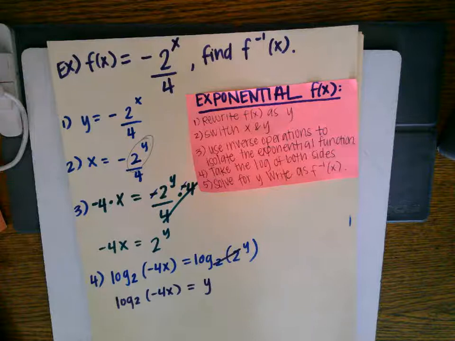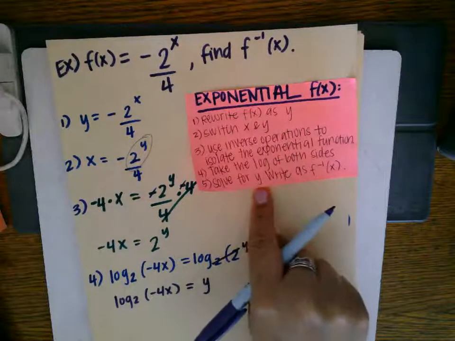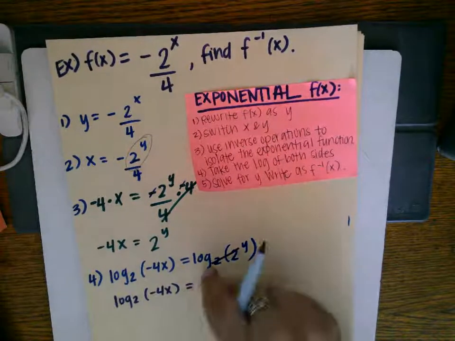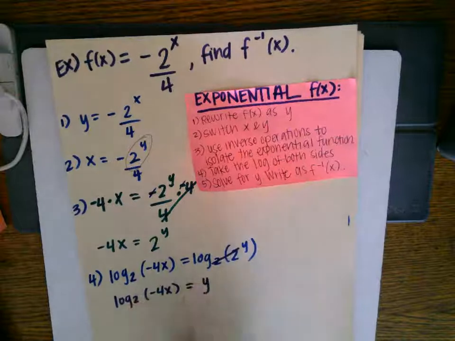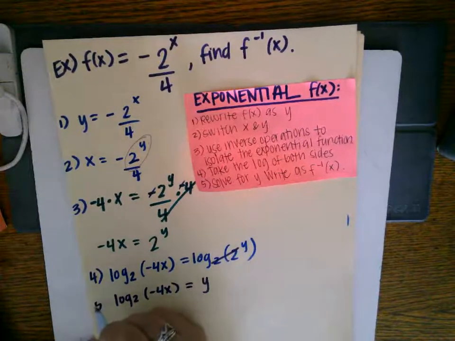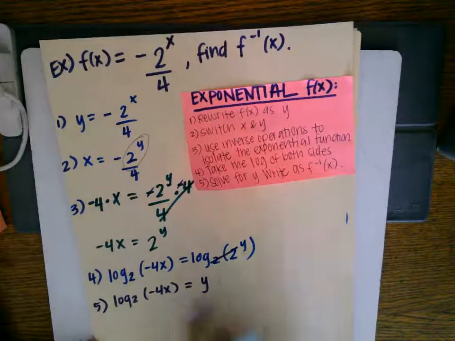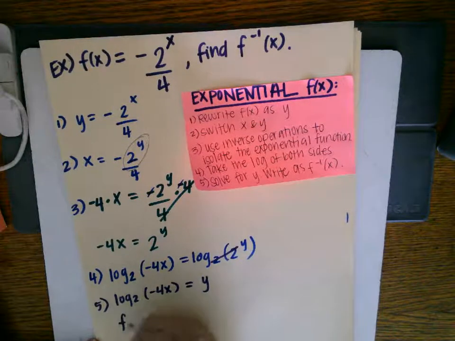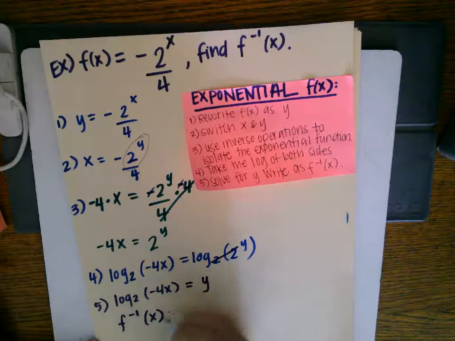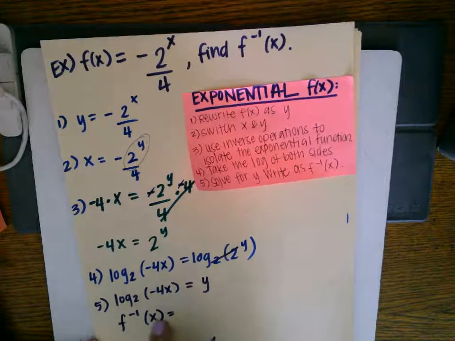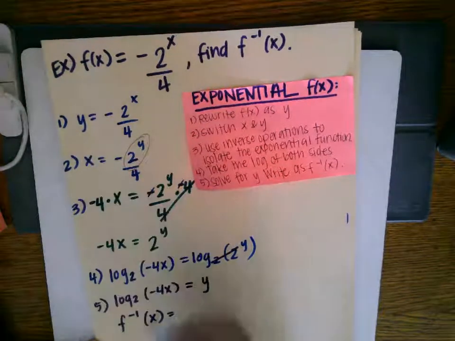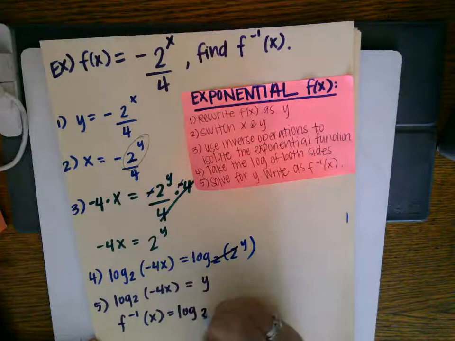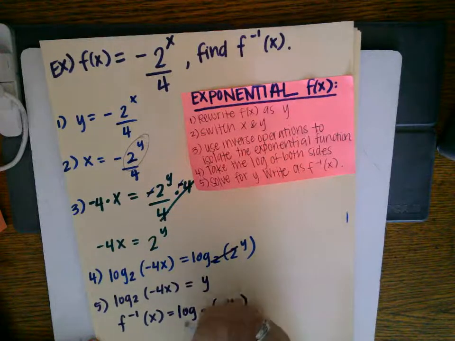and I officially have solved for y, right? Y equals something. Y equals a specific thing, right? A specific function input. So all that's left to do is to rewrite this using my function notation, using f inverse of x, stating the inverse of this original function is log base 2 of negative 4x.